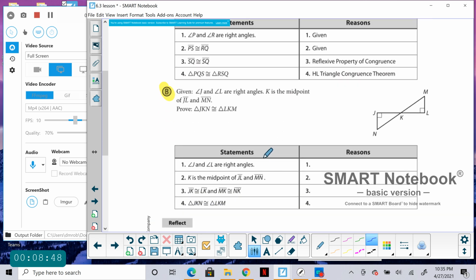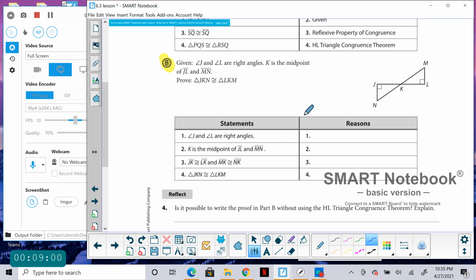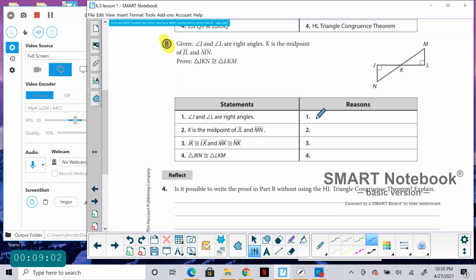Example B. Angle J and angle L are right angles, and K is the midpoint of JL and MN. So in our proof, let's do it this way. J and L are right angles because it's given information.